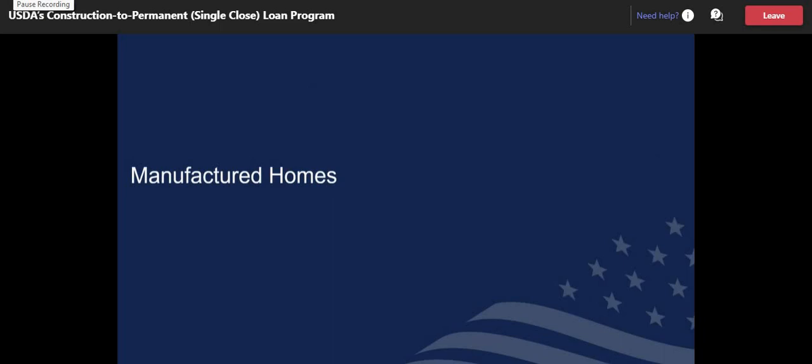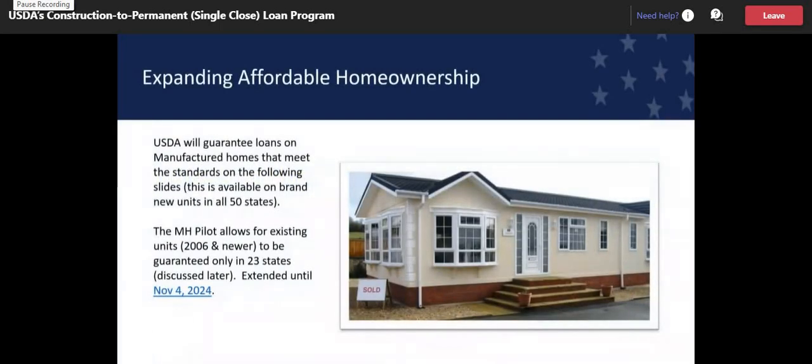Okay, let's talk for a minute about manufactured homes. I know all of you don't do manufactured homes, but for those that do, you can certainly combine the single close construction or construction to permanent loans with manufactured homes. In all 50 states and territories, USDA will guarantee loans on manufactured homes that meet the standards on the following slides. And again, this is available on brand new units in all 50 states.